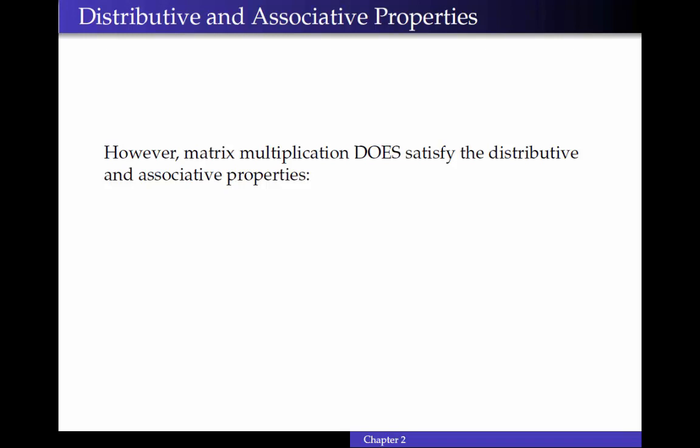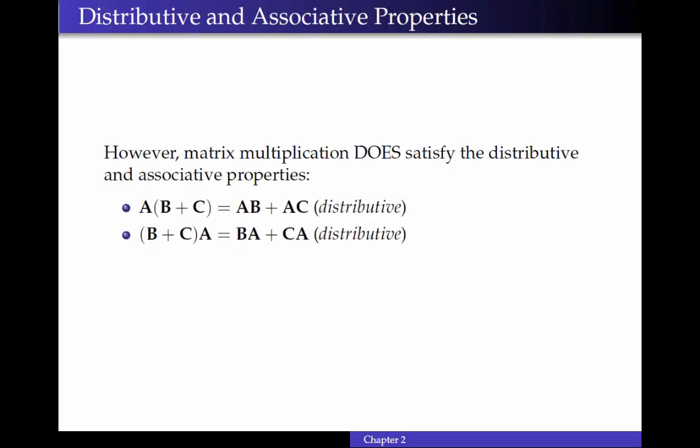However, matrix multiplication does satisfy the distributive and associative properties. So hopefully you remember these properties from regular algebra. Here we see the distributive property. So here I have a matrix on the left outside of the parentheses. And what this means is that I can distribute this multiplication into both terms inside the parentheses. And I can do the same thing with multiplication on the right. Okay, so B plus C, that quantity times A, is B times A plus C times A.